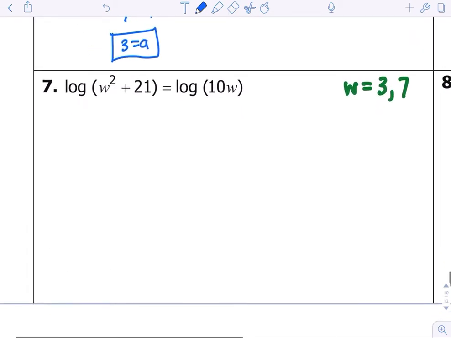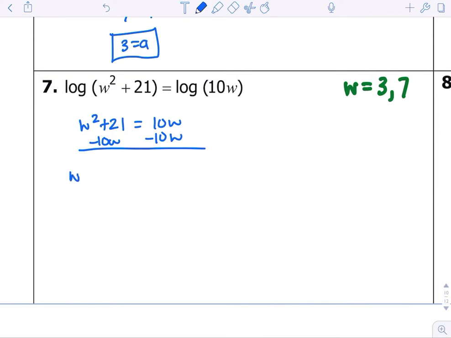All right, 7. We have a log and a log. Good. So now we just equate these equal to each other. So w squared plus 21 is equal to 10w. Now let's set it equal to 0. So subtract 10w from both sides. W squared minus 10w plus 21 is equal to 0.